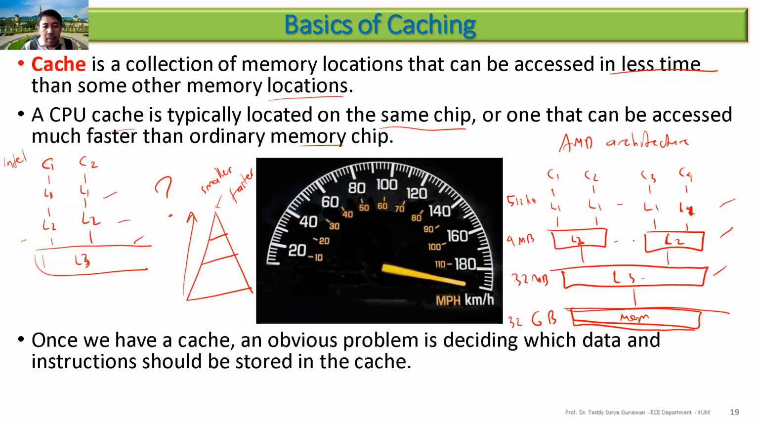We created a solution, but we also created another problem. Once we have a cache, an obvious problem is deciding which data and instructions should be stored in the cache, because the memory is combined into two: the instructions, or the program itself, like PowerPoint, and the data, like the file you are working on. So how do we do this? Of course, we have algorithms for this. We have to decide which one is required, but most probably we use the principle of locality.